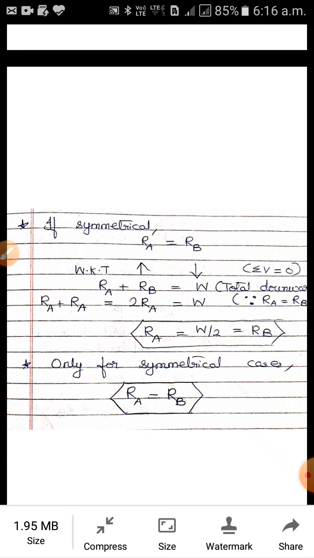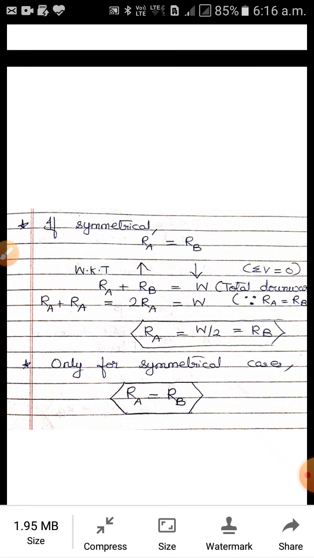So to find RA, summation MB equal to 0. To find RB, summation MA equal to 0. All that is not needed if it is symmetrical. Directly you can put. You have to check the symmetry. If symmetrical, RA equal to RB. So RA plus RB equal to total downward load W. So in the place of RB, put RA. So 2RA equal to W. RA equal to W by 2. So RA equal to RB, W by 2. So this is only for the symmetrical case. A shortcut. So remember, you have to check the symmetry. If it's symmetrical, you can do it in one step.